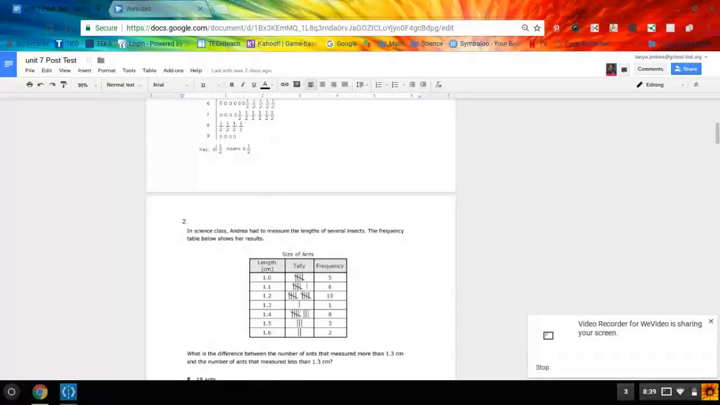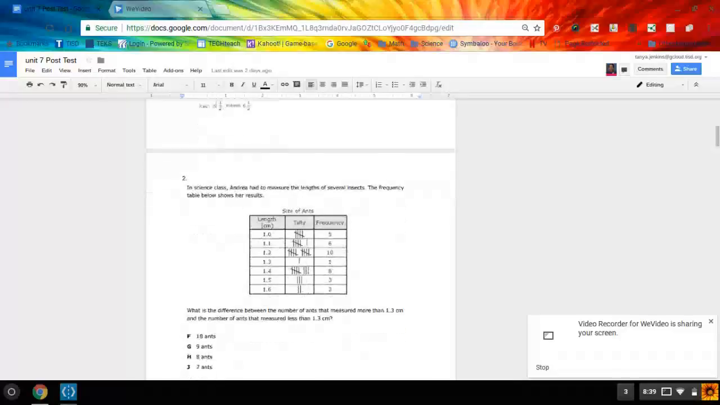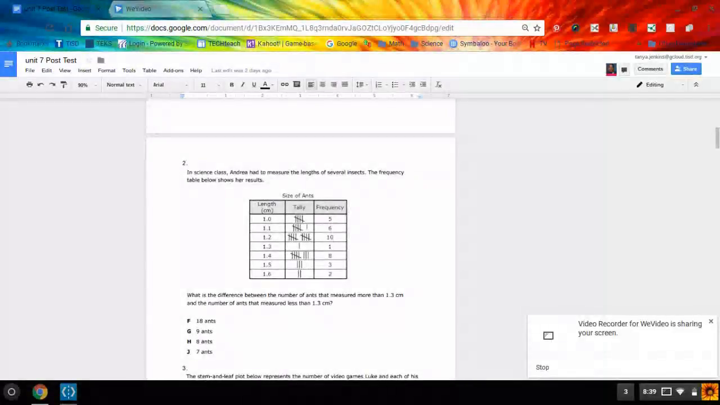2. In science class, Andrea had to measure the lengths of several insects. The frequency table below shows her results. What is the difference between the number of ants that measured more than 1.3 centimeters and the number of ants that measured less than 1.3 centimeters?